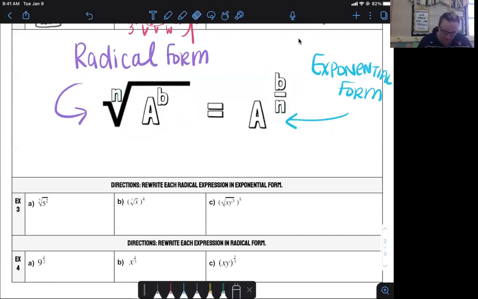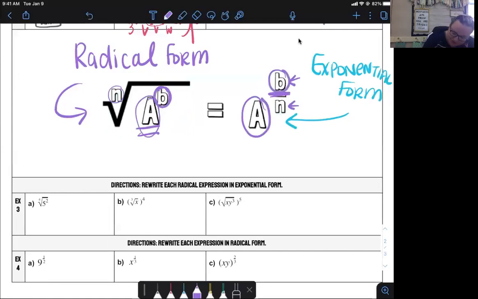Notice that what's inside the radical here is a, and a is being taken to the b power. And we're taking the nth root of a to the b. I can rewrite that as: what was in the radical becomes the base of our exponent, and then the exponent becomes a fraction. In the numerator of the exponent is b's power, and in the denominator is the index, or the root. So the root goes into the denominator, and that exponent goes into the numerator.